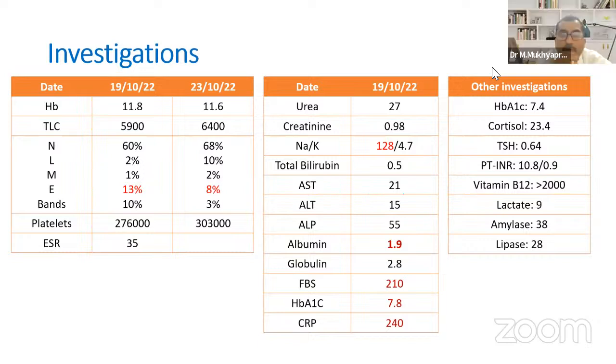As I had told already, he was admitted 4 times. This was the first admission. His hemoglobin was okay, 11.8. He had some eosinophilia at 13%, there were 10% bands, platelets were normal, and ESR was normal. He was admitted for about 10 days. His renal and liver functions were normal, but he had significant hypoalbuminemia. His sugar was high, he is diabetic, but HbA1c was 7.8, not very high, but CRP was grossly elevated at 240. His vitamin B12 levels were high, as he was already on treatment. Amylase, lipase, TSH, and cortisol were normal. The only other abnormal finding was a slight hyponatremia, 128.